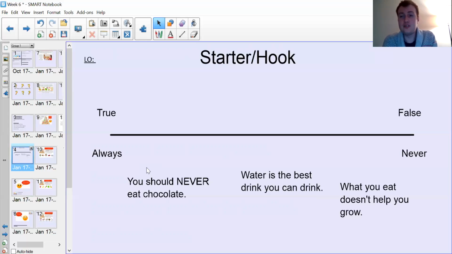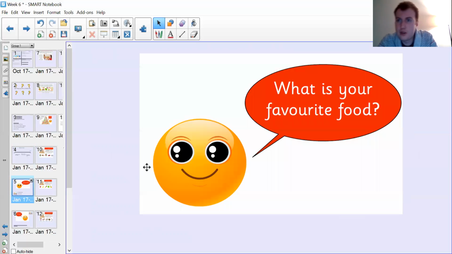Hopefully, you said that that's never true. Of course, what you eat helps you grow. That's what food is for. It gives us energy and it helps us grow stronger. Okay, so what you eat does help you grow.